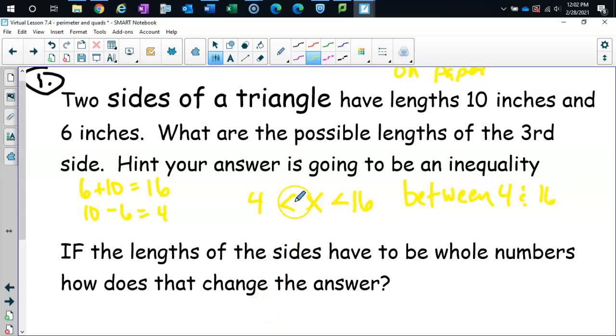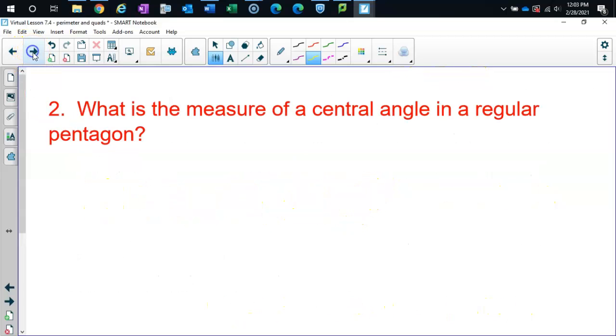All right, well, what you should have entered is this. X has to be between 4 and 16. And if it is whole numbers, what whole numbers are between 4 and 16? Well, 5, 6, 7, 8, 9, 10, 11, 12, 13, 14, and 15. Those are your possible answers. So if I asked you what the smallest whole number would be, you would say 5. The largest would be 15. Remember, it cannot be 4 or 16. All right.